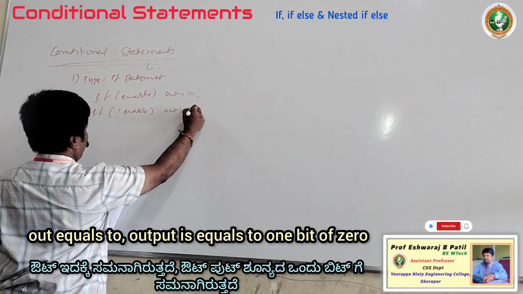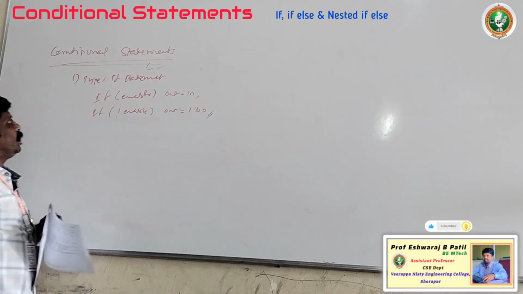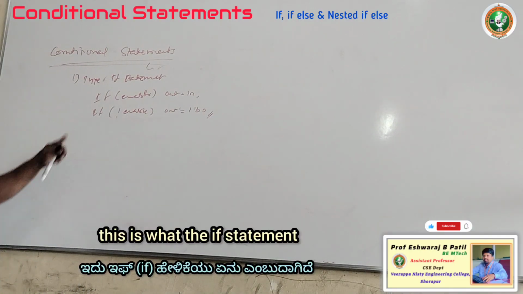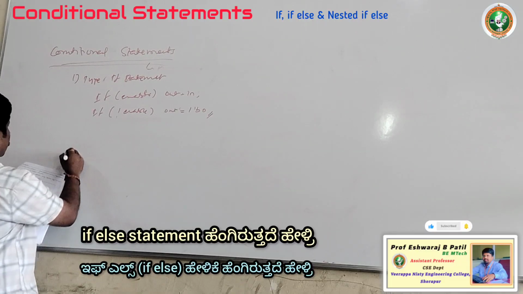Output is equals to 1 bit of 0. This is what the if statement. Next is what the if else statement, how does it look?